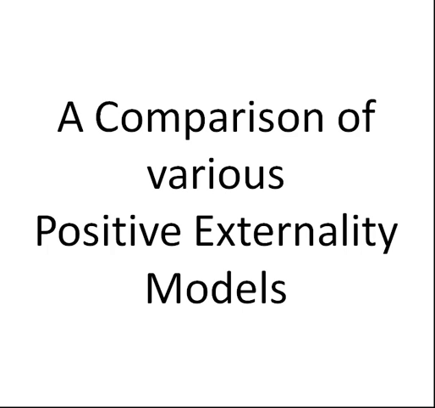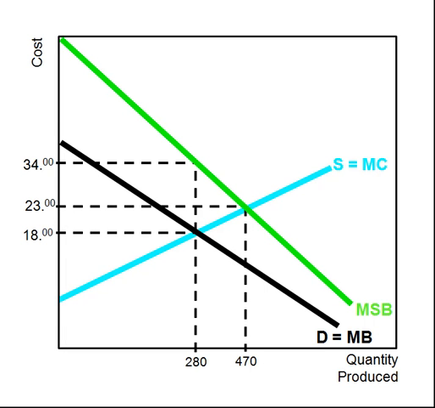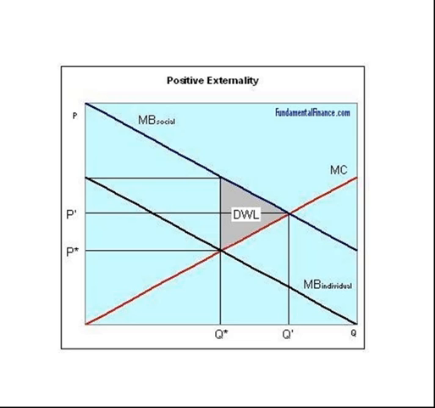Hello and welcome to a comparison of various positive externality models. Now, what we're going to focus on today is this depiction, Parkin and Bade's depiction of a positive externality. You'll notice that it is an intersecting model, but it's intersecting as it approaches the x-axis. It's actually diverging over here towards the y-axis. Now, this is quite different from a lot of the models that we see out there.